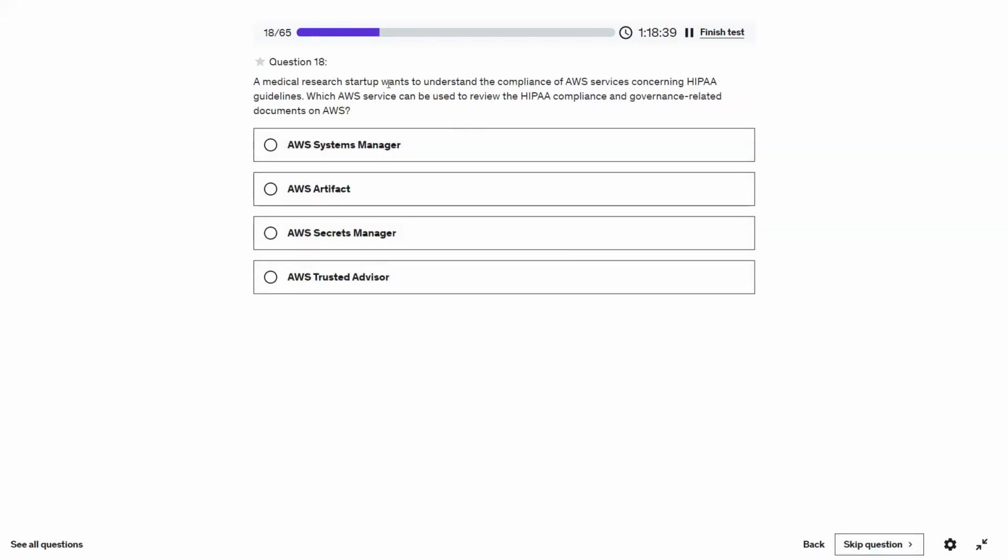A medical research startup wants to understand the compliance of AWS services concerning HIPAA guidance. Which AWS service would you use when you review the HIPAA compliance and governance related documents? So there are some compliance documents, and the company wants to read them. From where will they read? The documents are stored in Artifact, so they can go to Artifact and read the documents. It's not Systems Manager, not Secrets Manager, not Trusted Advisor. It's Artifact, because they want to read the documents.